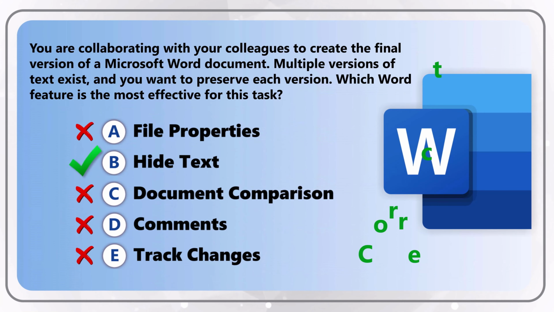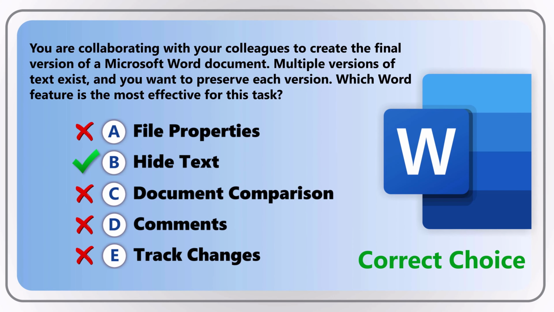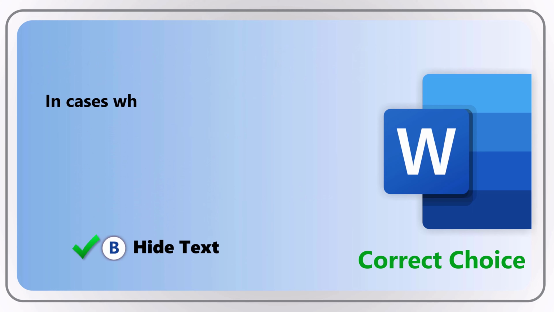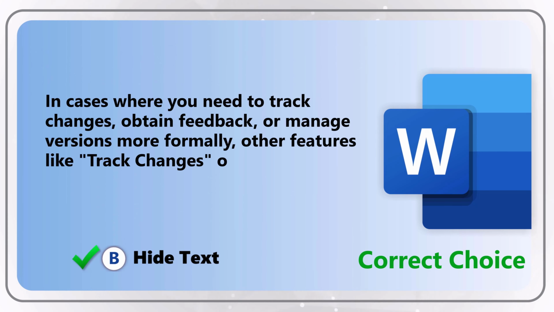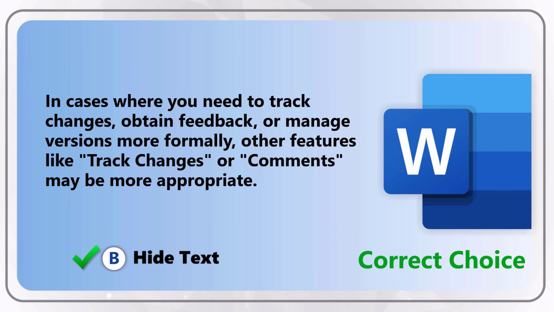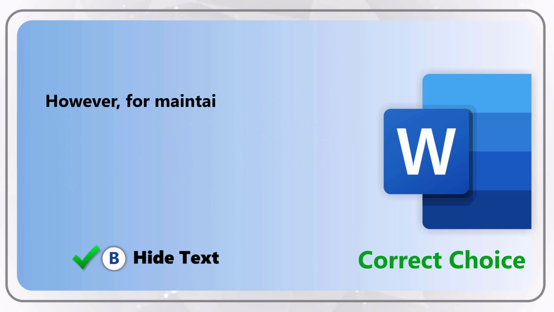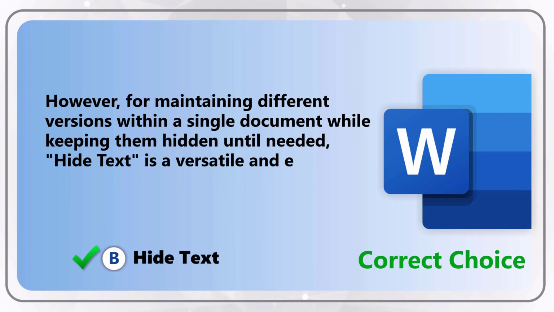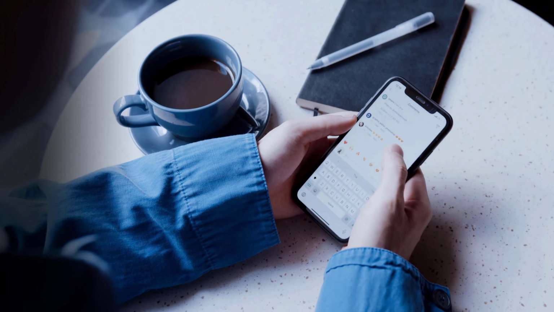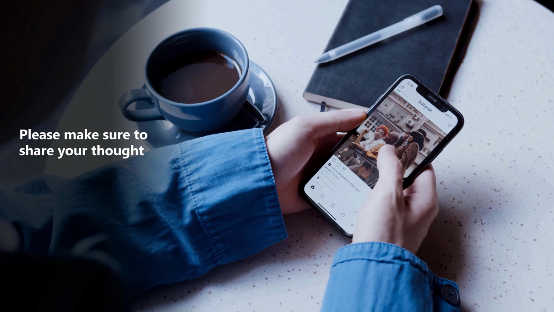So I believe the correct answer here is choice B, Hide Text. In cases where you need to track changes, obtain feedback, or manage versions, features like track changes or comments may be more appropriate. But in this particular case, for maintaining different versions within a single document while keeping them hidden until needed, hide text is a very cool and effective option. Do you disagree? If you do, please make sure to share your thoughts, solution, and rationale in comments.